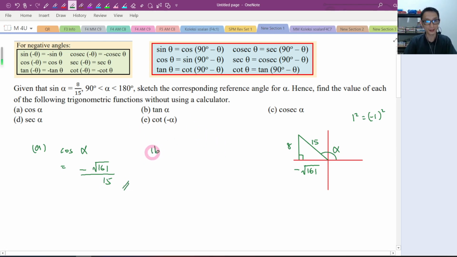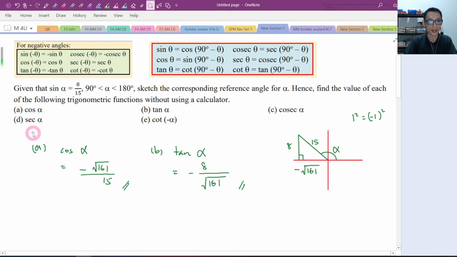Now let's go to part B. Tangent alpha. TOA. Opposite over adjacent. So the negative sign for your final answer, if you have a fraction for a final answer and this is a negative fraction, don't write the negative sign in front of the denominator. So write it in the middle or in front of the numerator. But normally we prefer to write it in the middle of the fraction. Okay, TOA.